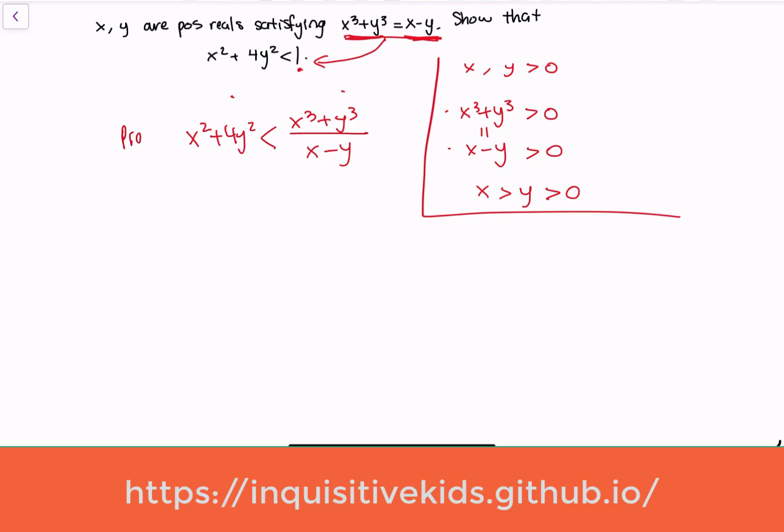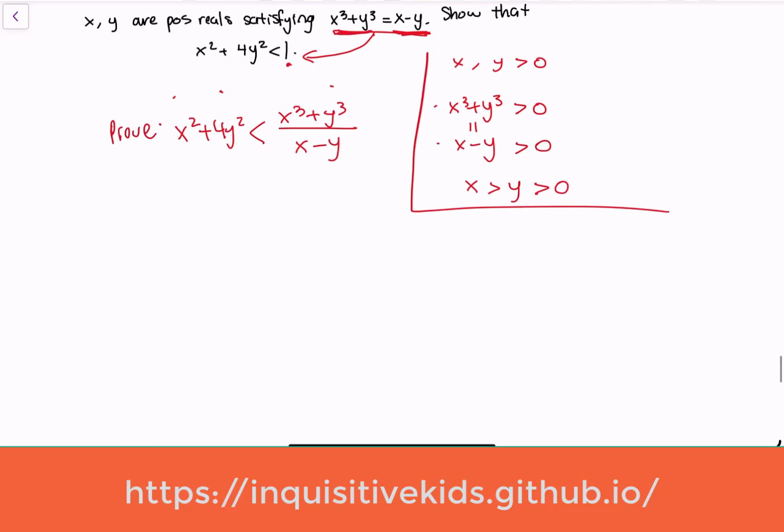Now all we're going to try to do is prove that this new inequality is true. Because we know that x minus y is positive, we can go ahead and multiply x minus y on both sides.